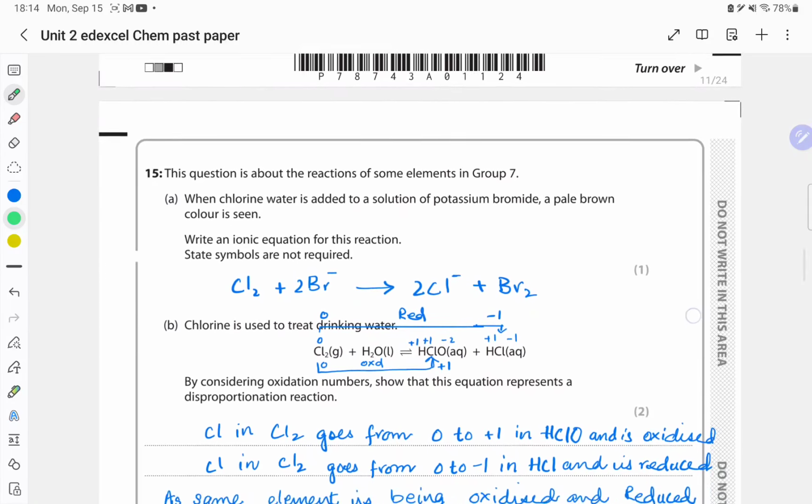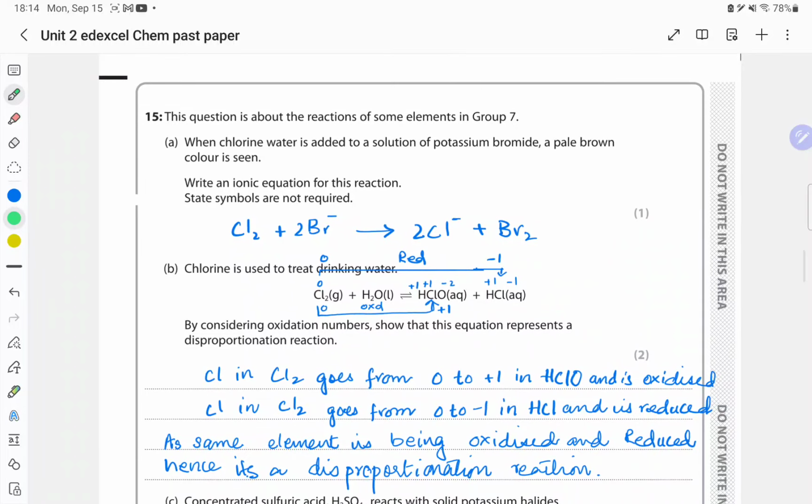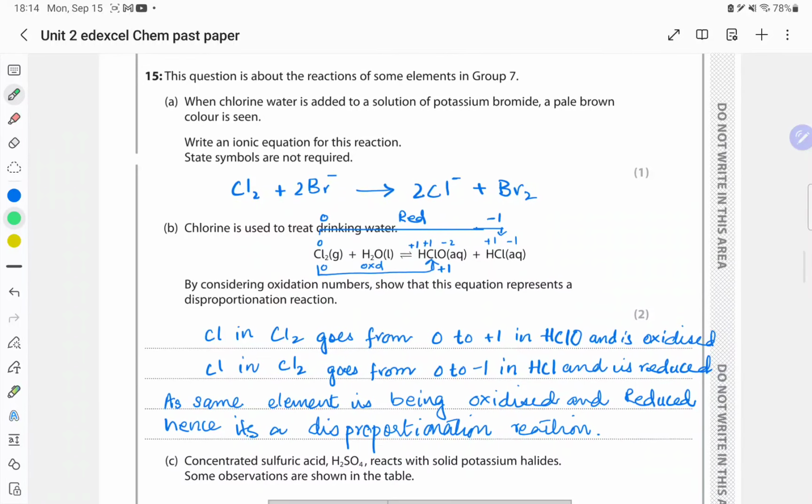Then we have this question about the reaction of some elements in group 7 when chlorine water is added to a solution of potassium bromide. We are talking about group 7 elements. A pale brown color is seen. Write an ionic equation for this reaction. State symbols are not required. So they are asking about chlorine. Chlorine water is added to a solution of potassium bromide.